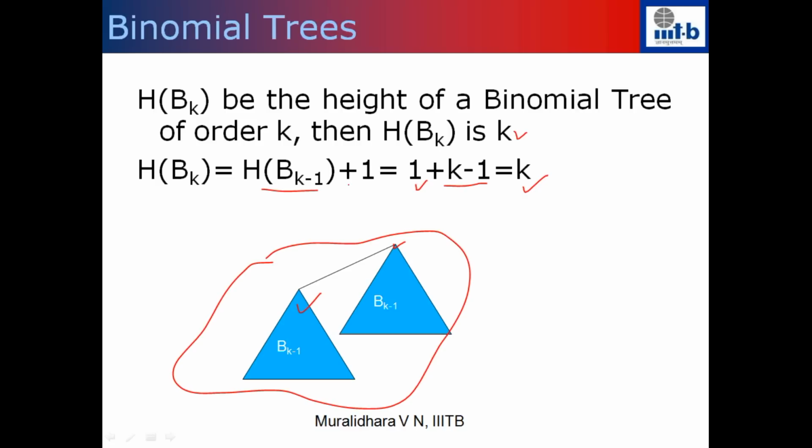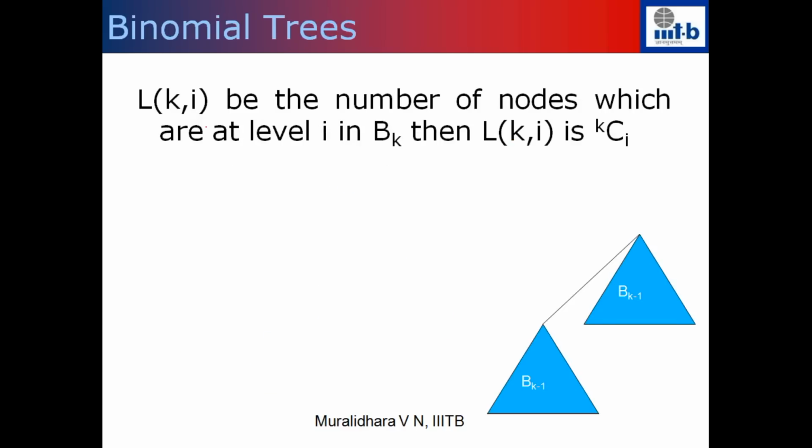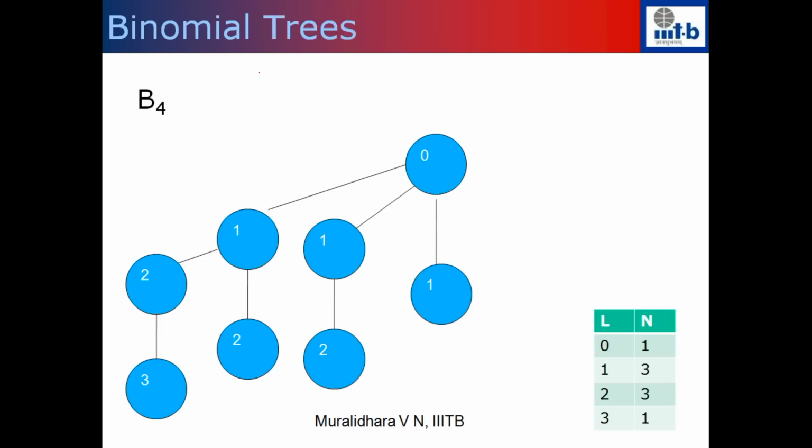So now let L_k(i) be the number of nodes which are at level i in B_k. I repeat, L_k(i) is the number of nodes which are at level i in B_k. Then the claim is that this number should be exactly equal to k choose i. Let's look at this example. So in B_3, this is a node at level 0. The level of a node is defined as 1 plus the level of the parent. So these 3 nodes have level 1, these 3 nodes have level 2, and this is the one node which is at level 3.